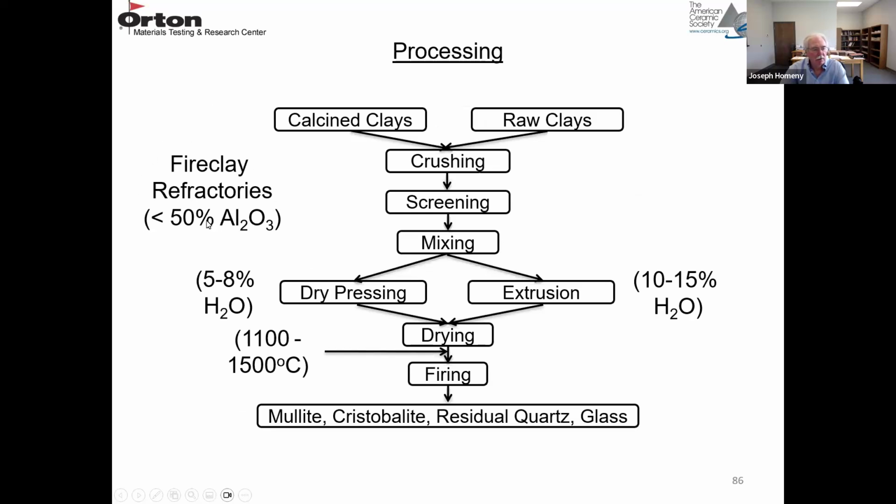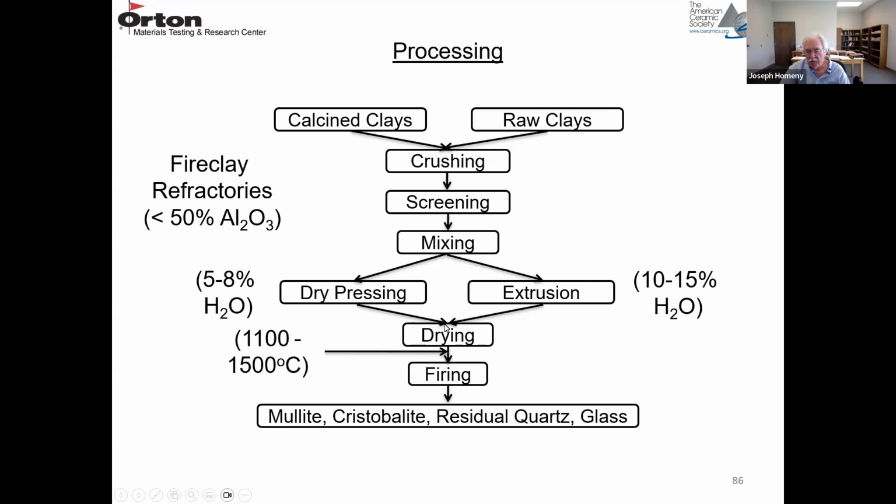The fire clay refractories are less than 50% alumina. You're going to start out with a calcined clay and a raw clay combination, and all of these are going to have the same steps. The materials are crushed, screened into various size distributions, and the sizes are put back together in a mixing operation to maximize density and particle packing. Fire clay refractories can be dry pressed, in which case the water content will be 5 to 8% water. They could be extruded, with a higher water content, 10 to 15%.